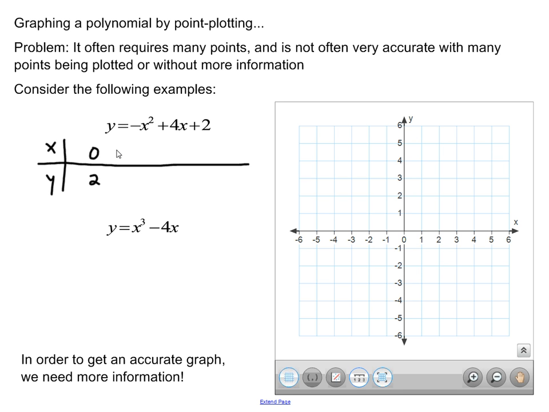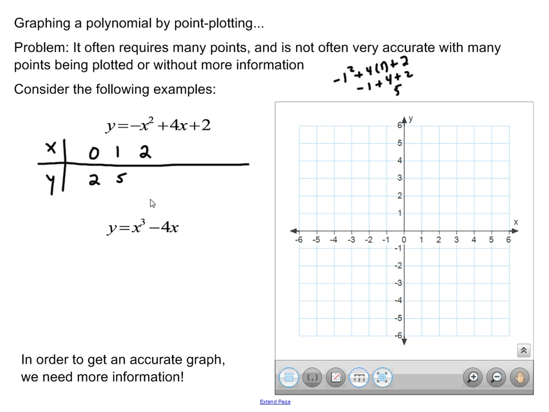What else do I know? Well, I'm going to try a few other points. Let's try 1. We're going to be getting, let's see, I'll just do this off the side, the negative of 1 squared plus 4 times 1 plus 2. I always like writing these things out because I always have to see it. So this is going to be like saying negative 1 plus 4 plus 2. So I know I'm going to get 6 minus 1. That's 5. Right? So I know that I'm going to get the point 1, 5.